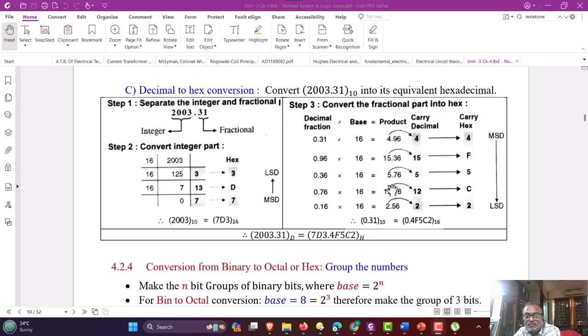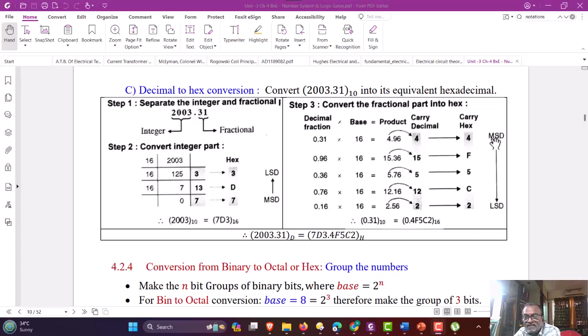In the fractional portion, the logic is again the same. The fractional part is taken and multiplied by the base of the system, that is 16. The carry is noted down and the fractional part is taken in continuation for the next successive multiplication step. Go on doing this and noting the carry, and this can be continued up to the required number of significant digits. The first carry generated in the first multiplication is the most significant digit of the fraction, and the last carry will be the least significant digit of the fraction.